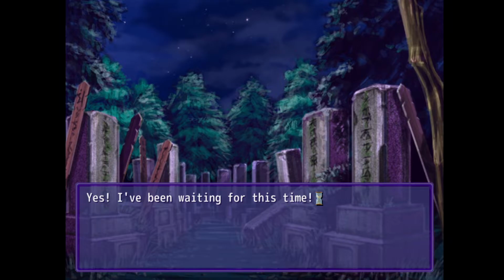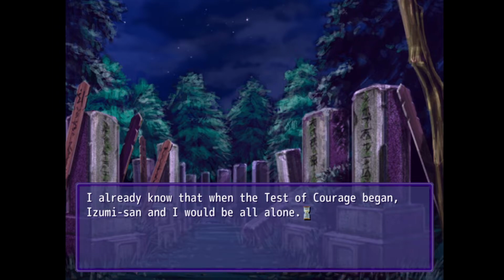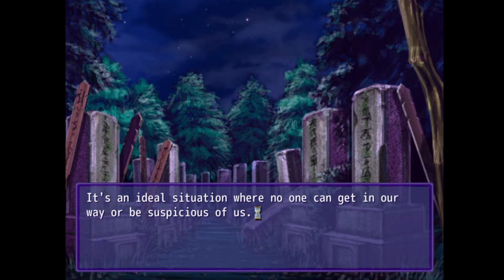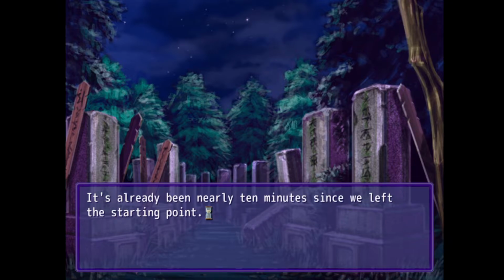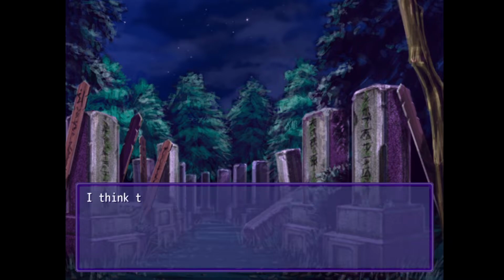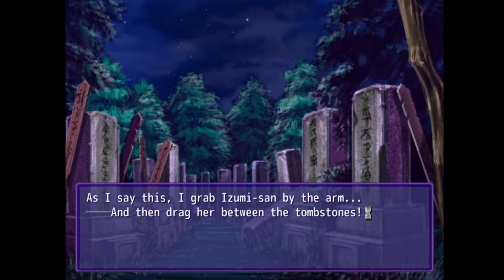Yes. I've been waiting for this time. I already knew that when the test of courage began, Izumi-san and I would be all alone. It's an ideal situation where no one can get in our way, or be suspicious of us. It's already been nearly 10 minutes since we left the starting point. We won't be able to hear the others talking or their footsteps. I think that this will be the best time for us to talk. Izumi-san. As I say this, I grab Izumi-san by the arm, and then drag her between the tombstones.